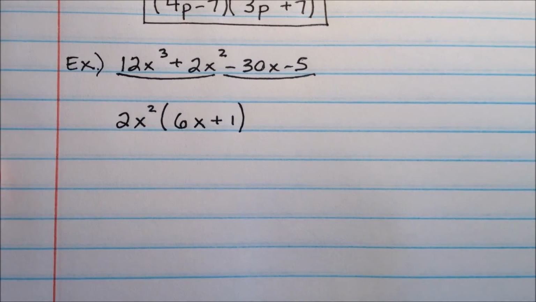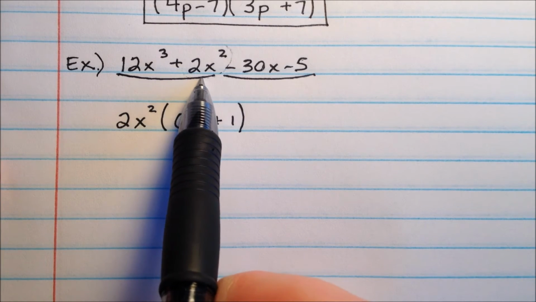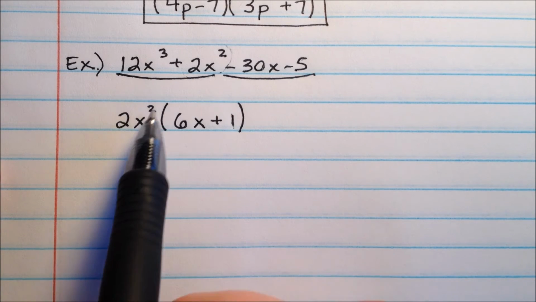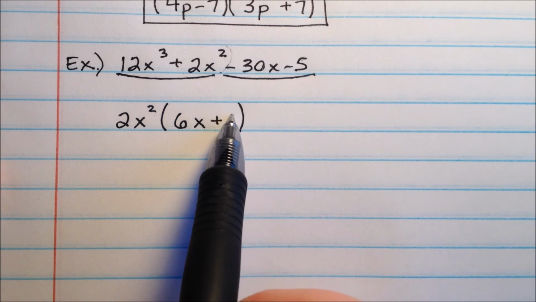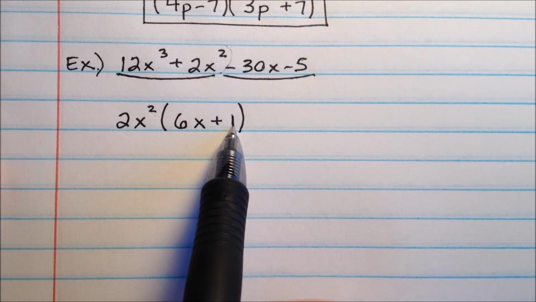Now you must be very careful, because if any one of these terms happens to be the greatest common factor, you have to remember to put 1 in its place. Because when you factor a 2x squared out of 2x squared, you're just going to have 1, because 2x squared divided by 2x squared is 1.